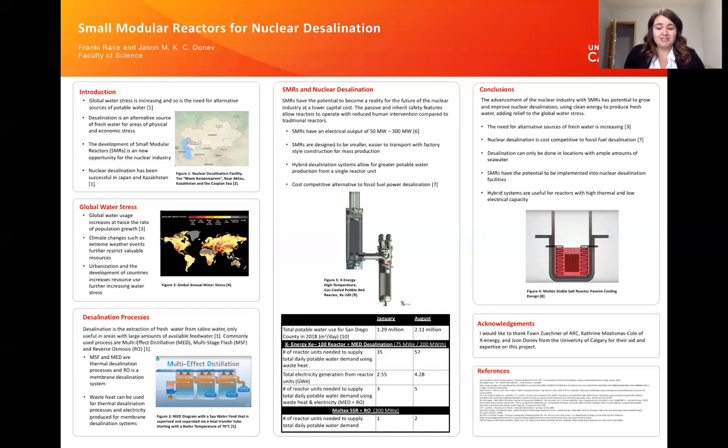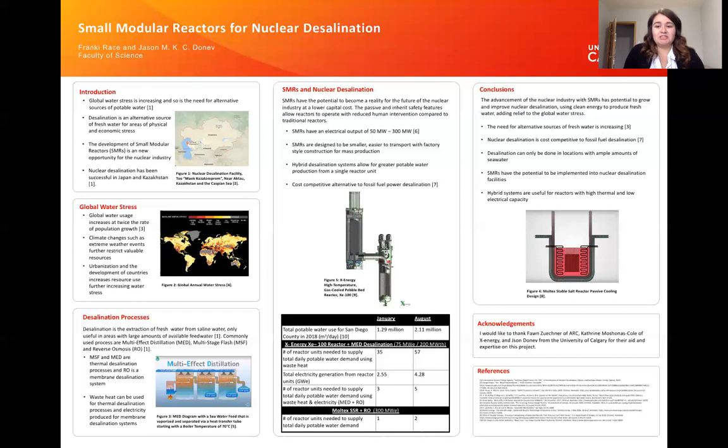Although these are only 2 reactors, they're very different, one with high electrical output and one with a low electrical output. Through this study, we've learned that hybrid systems are useful for reactors with high thermal output and low electrical capacity. We've also learned that the need for alternative sources of fresh water is increasing, and nuclear desalination is a clean option for fresh water.